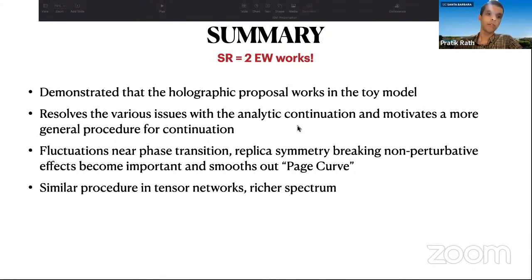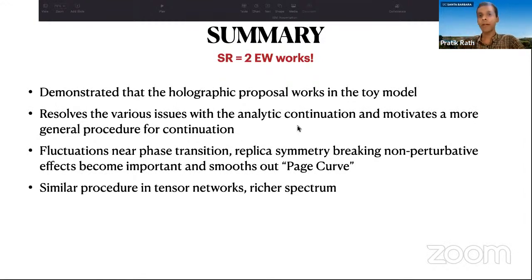Further, we found that there were these fluctuations near the phase transition because of replica symmetry breaking saddles, which gives some important non-perturbative effects. This smooths out the Page curve for reflected entropy over a large region. And we expect that similar features should show up in other examples in AdS. So when we have two intervals as well, there's this phase transition, which goes from the disconnected phase to the connected phase. And we expect such thermal fluctuations to be important there as well.